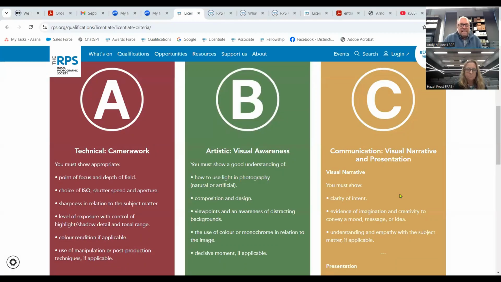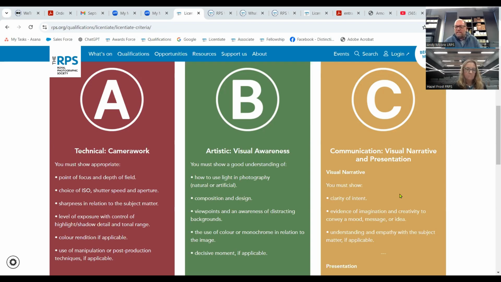So Hazel, if I share my screen on the new Licentiate pages, we've updated the criteria. If anybody gets a chance to go to www.rps.org and then goes to the licentiate pages, you'll see the criteria. And obviously we've labeled it A, B, and C. So the first point of this video is to talk about section A, technical and camera work. As we can see, there's 6 bullet points there.